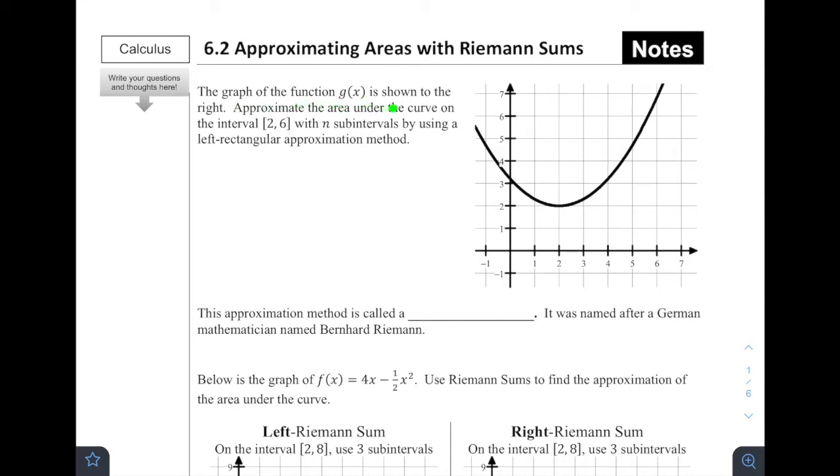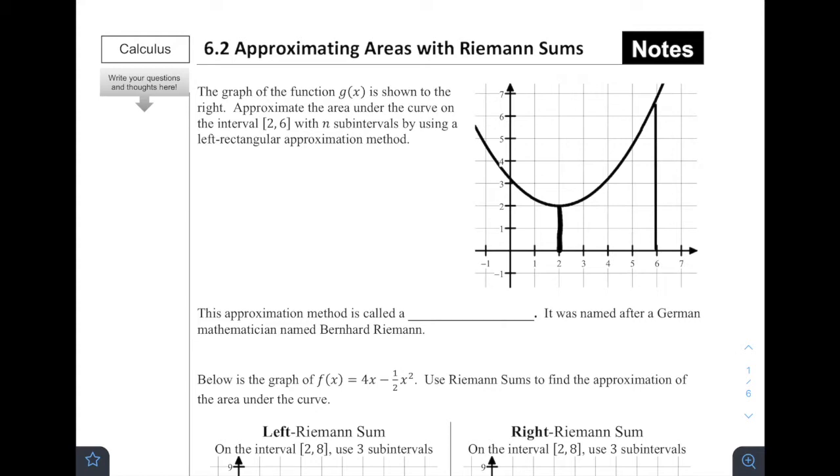So the graph of the function g of x is shown to the right. Approximate the area under the curve on the interval from 2 to 6 with n subintervals by using a left rectangular approximation method. So first off, I'm going to identify the x values that we're looking at. We're talking about the area from 2 to 6. So I'm talking about this area under this curve between those two x values that we've got right here.